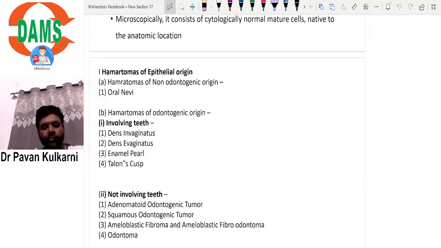Similarly, SOT, squamous odontogenic tumor, which is also an odontogenic tumor, is now also called a hamartoma, not an odontogenic tumor.